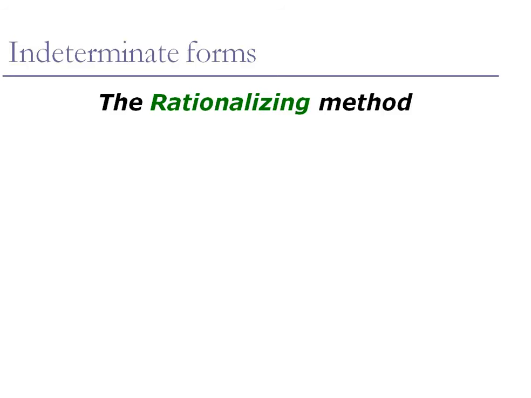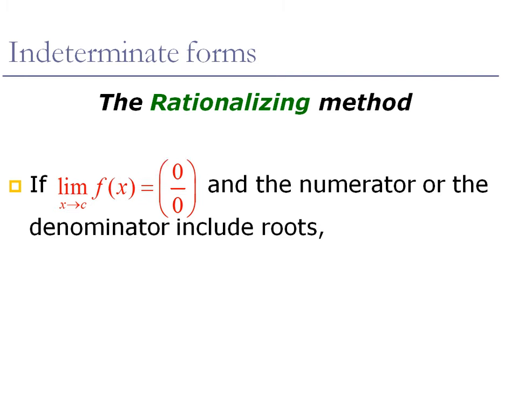The last two methods we're going to see can also be viewed as sort of special cases of the factor and cancel method. But again, the important thing is to remember that trying to evaluate the function at the value for which we're computing the limit can tell us what to do and which of these methods to choose. So let's see, what's the rationalizing method?